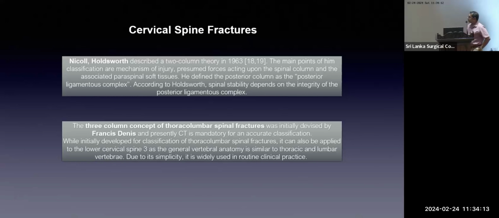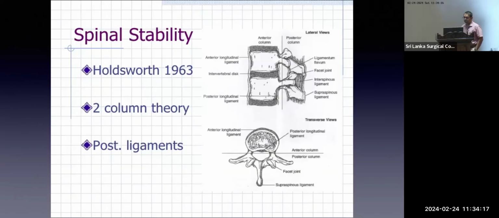So initially in 1963 was the Holdsworth concept. And what did he say? So he had two columns, anterior and posterior.